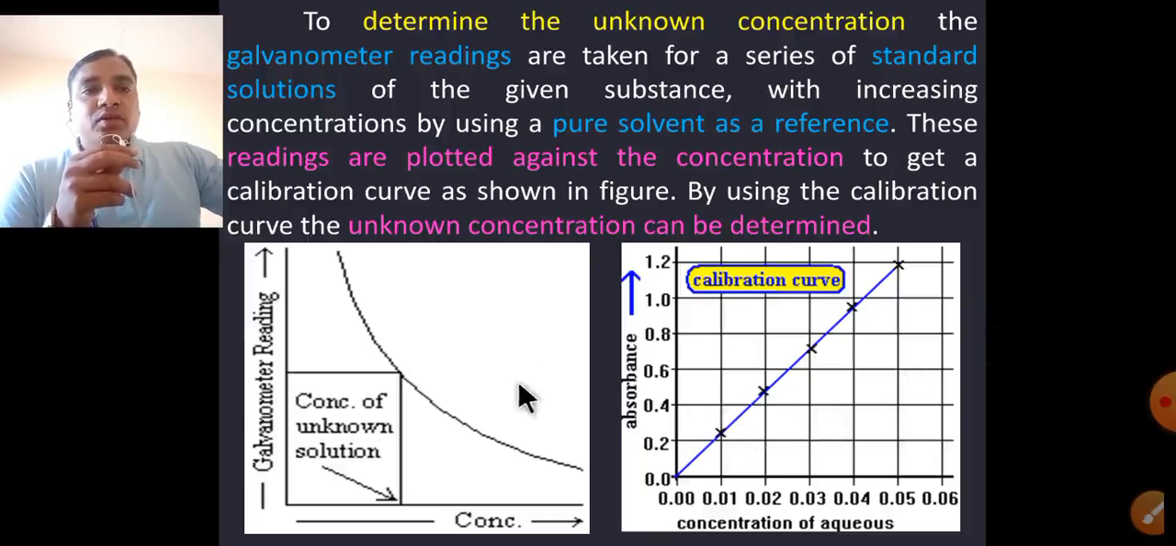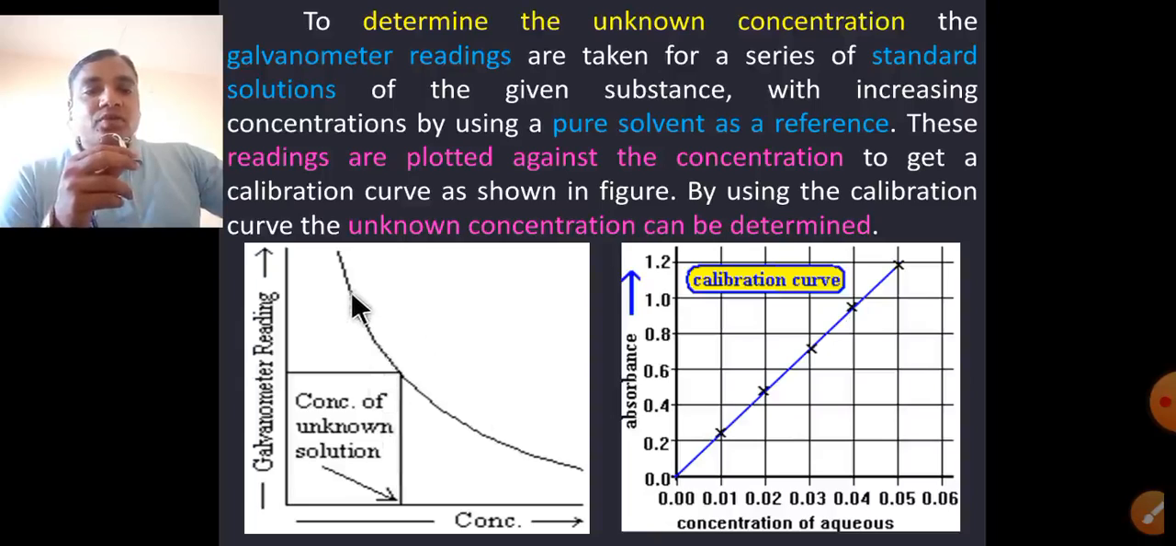Calibration curve by galvanometer reading. To determine the unknown concentration, the galvanometer readings are taken for a series of standard solutions of the given substance with increasing concentration, using pure solvent as a reference. These readings are plotted against the concentration to get the calibration curve in the figure. By using the calibration curve, the unknown concentration can be determined.